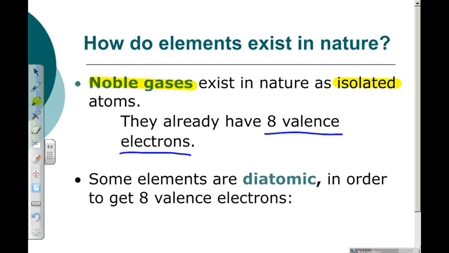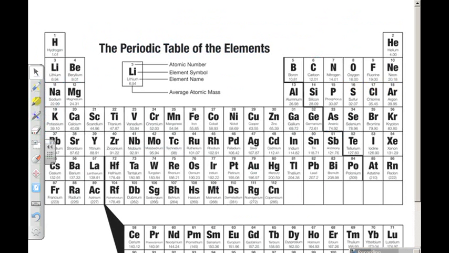Do you have your periodic table handy? Let's go ahead and look at that and mark where the noble gases are. Noble gases are the group with 8 valence electrons, and they're over here. If you don't have this labeled on your table, maybe you want to do so now.